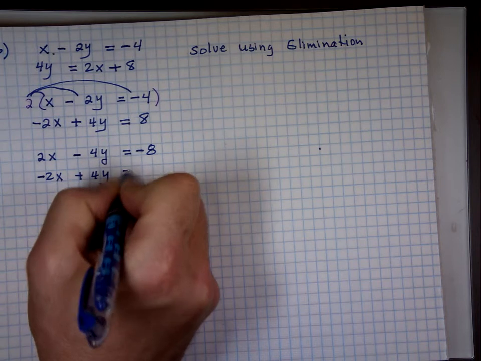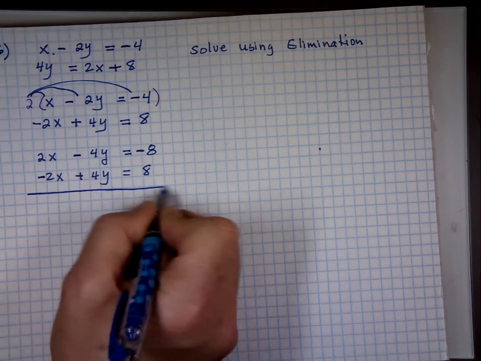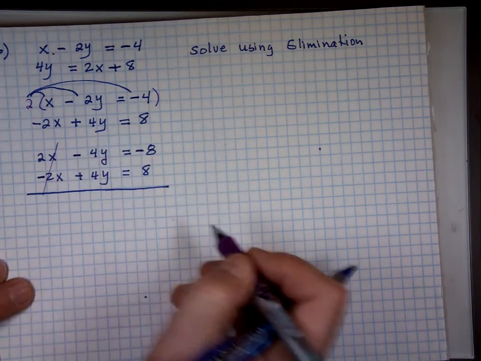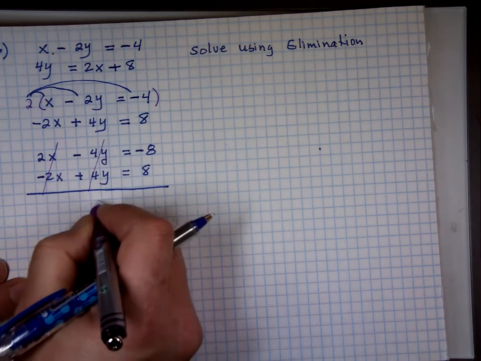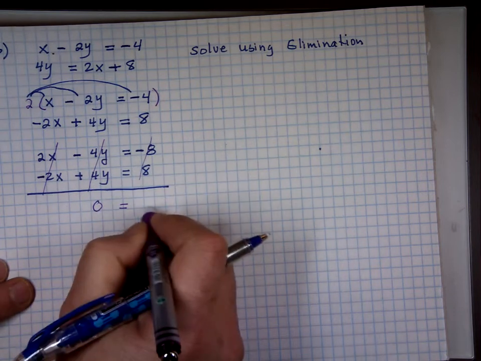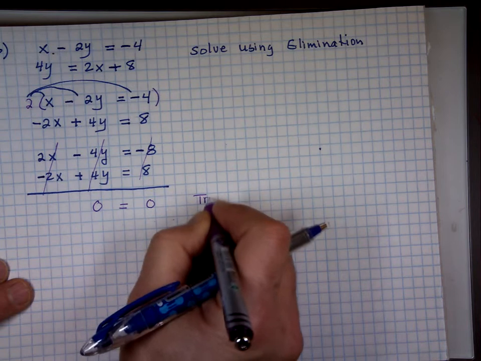Now let's add them. What happened to 2x minus 2x? Gone. What happened to negative 4y plus 4y? Gone. So on this side we have a 0. What is negative 8 plus 8? 0. This is a true statement. Always true. Always.